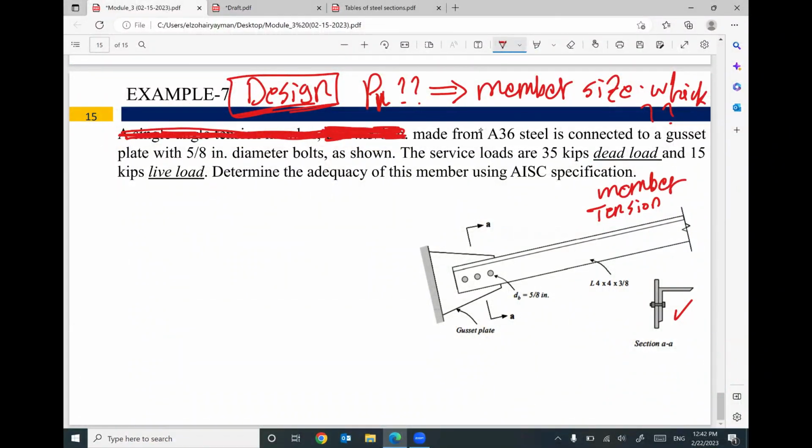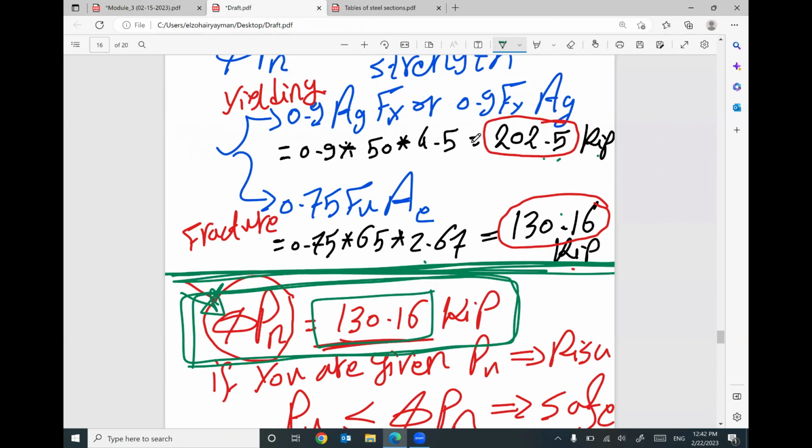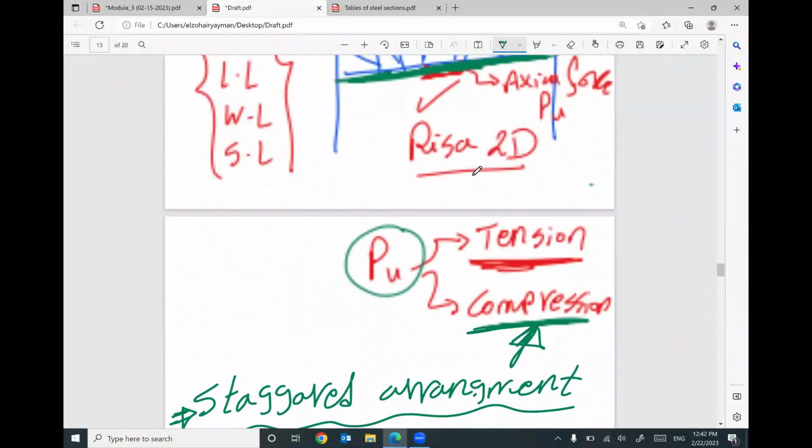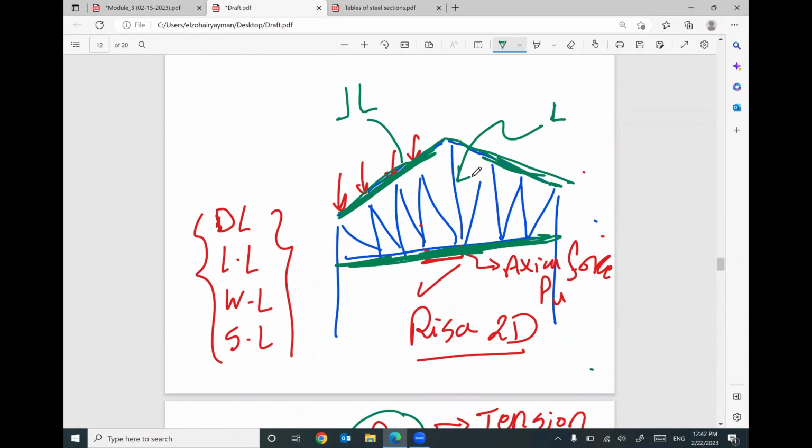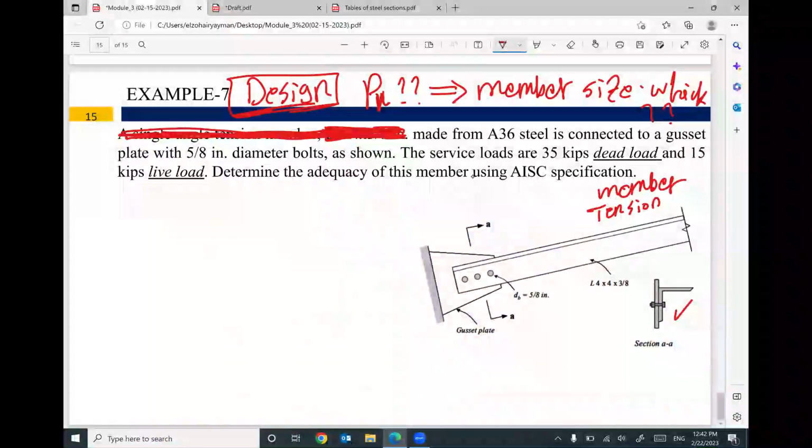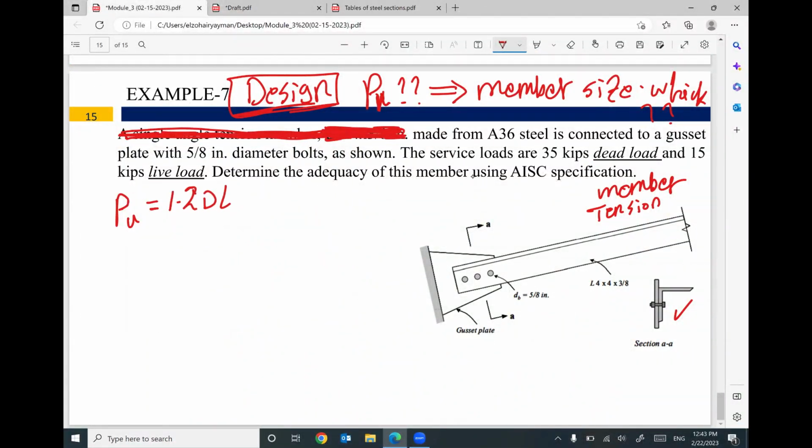Like any tension member in your truss. I don't know which one, any member, but it's a tension member. And the value of P ultimate is given. Looks like it's not given here, but we can find it: 1.2 dead load plus 1.6 live load. This value should be given from RISA directly. If you already solved your truss, this value will be given.